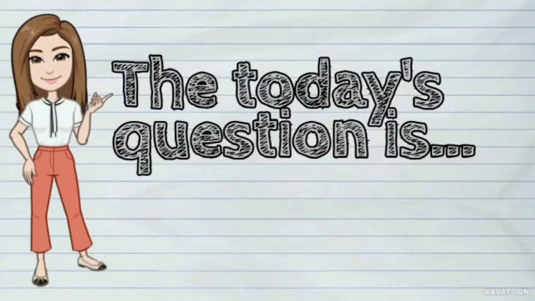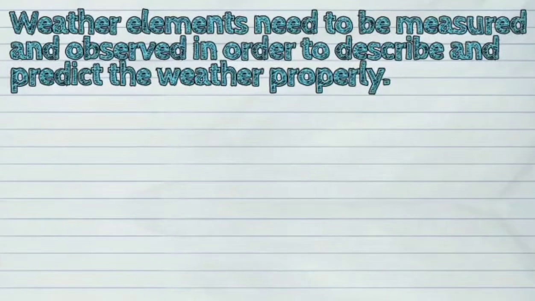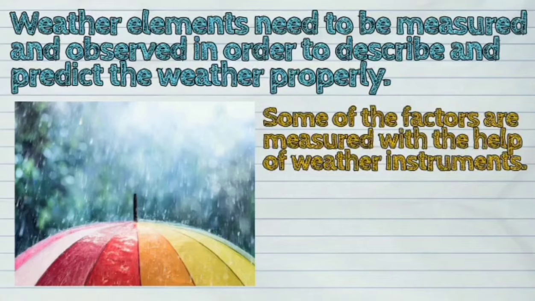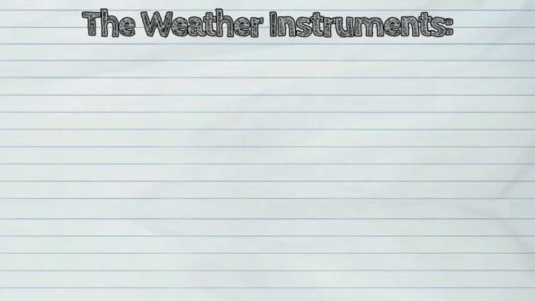Today's question is, what are the weather instruments? Weather elements need to be measured and observed in order to describe and predict the weather properly. Some of the factors are measured with the help of weather instruments. These instruments give clues about the weather conditions. Let us find out the different weather instruments and how they work.